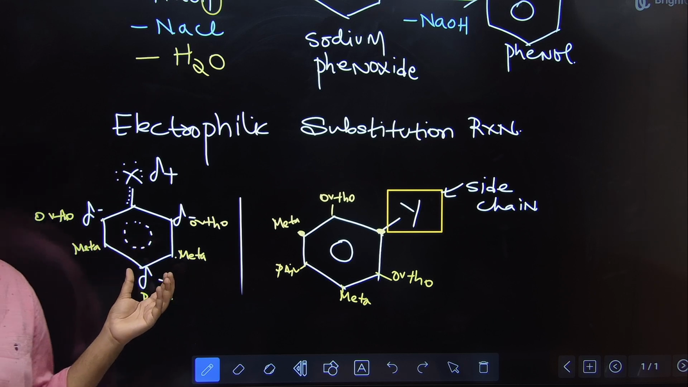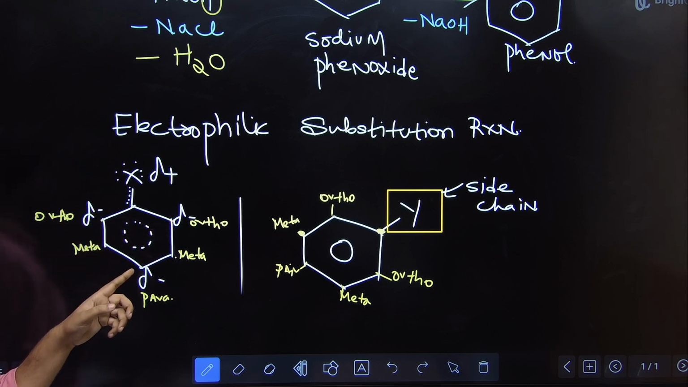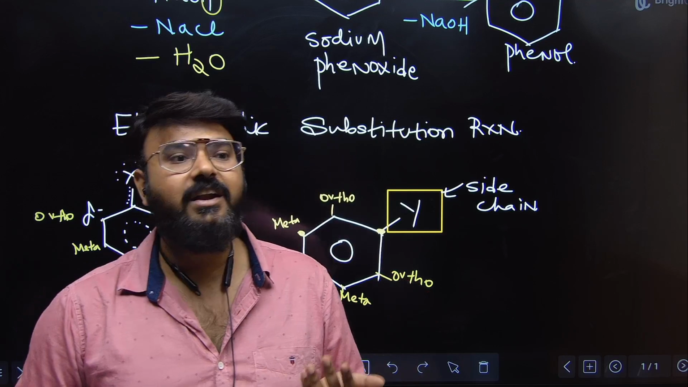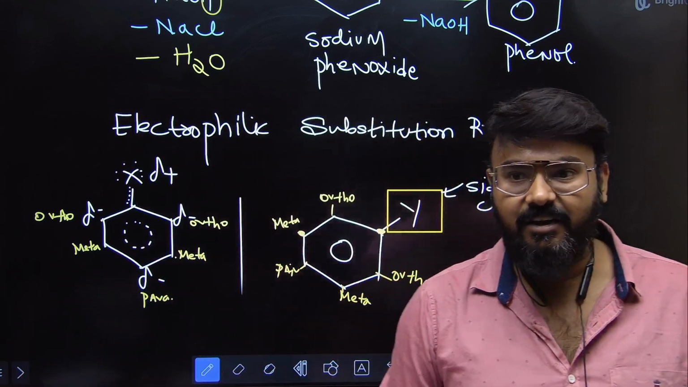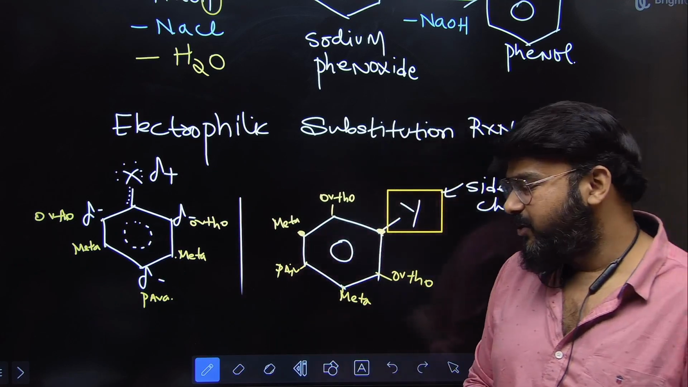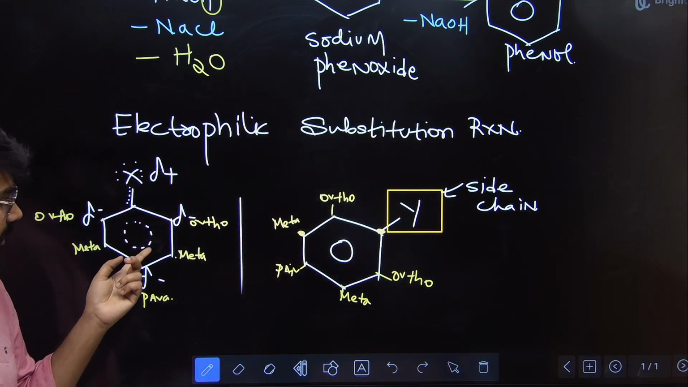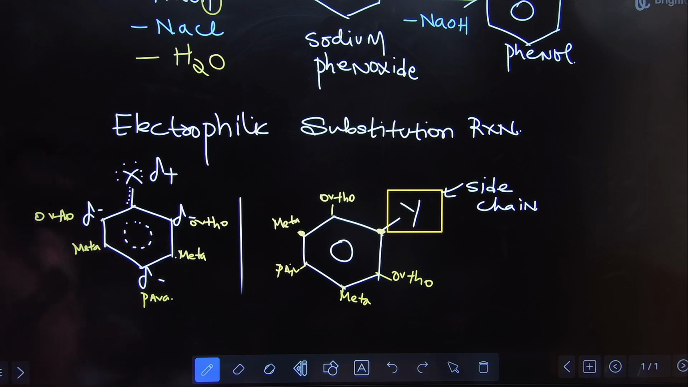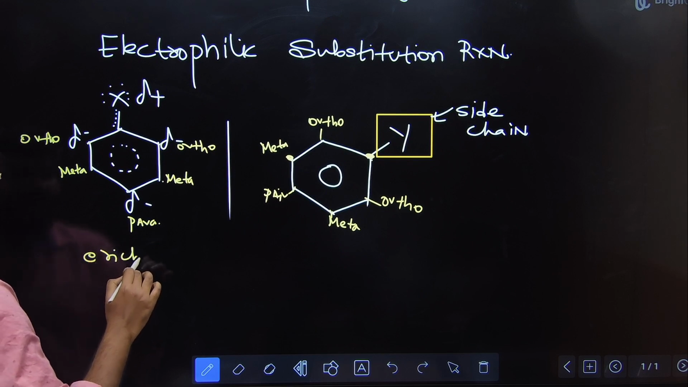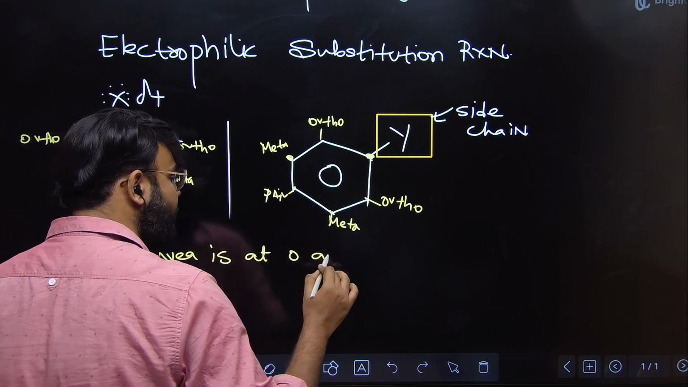So what do you see in this structure? We see the electron is negative, meaning electron rich area, right? Positive means deficiency, negative means excess. You have learned that, right? Online, is everyone getting it? What I'm trying to tell. So, electron rich area is present in ortho and para. Can we say that? Now, so understand here, electron rich area is at ortho and para positions.